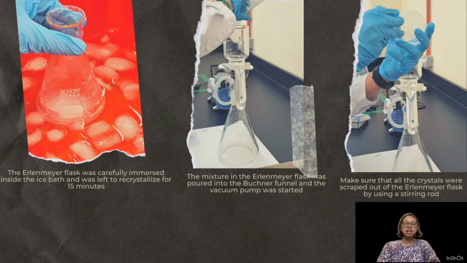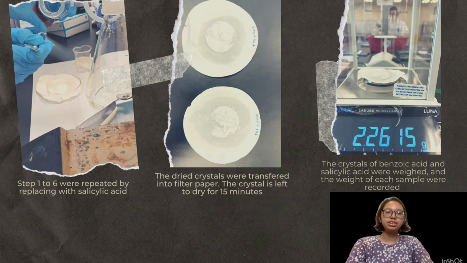Then, the mixture in the aluminium flask was poured into the Wagner funnel and the vacuum pump was started. The next step, make sure that all the crystals were scraped out of the aluminium flask by using a stirring rod. Then, steps 1 to 6 were repeated by replacing with salicylic acid. Then, the dried crystals were transferred onto the filter paper. The crystals were left to dry for 15 minutes. Lastly, the crystals of benzoic acid and salicylic acid were weighed and the weight of each sample was recorded.